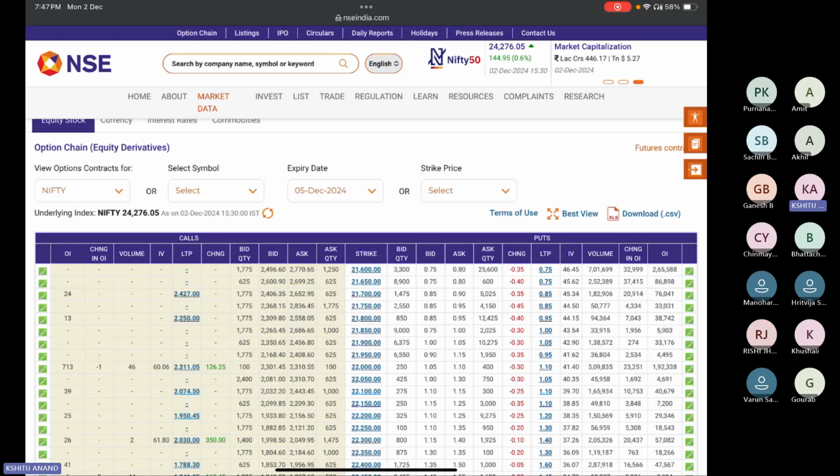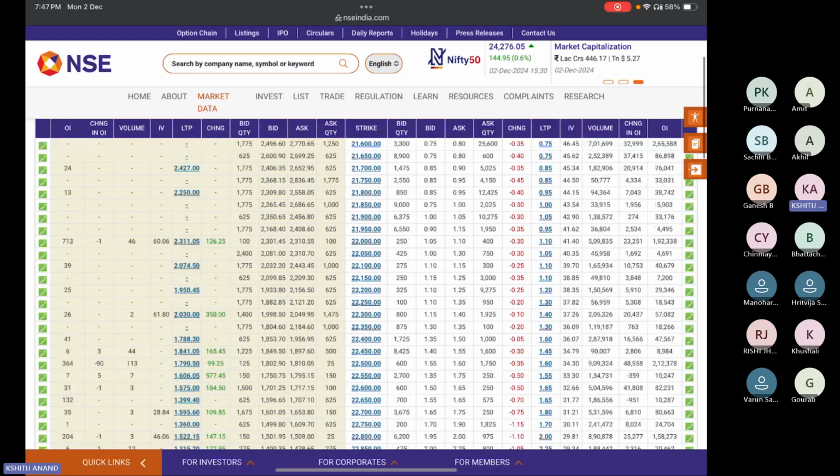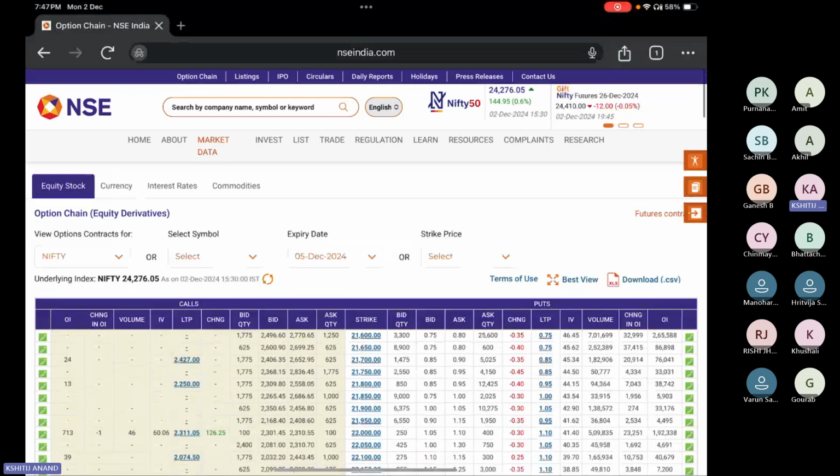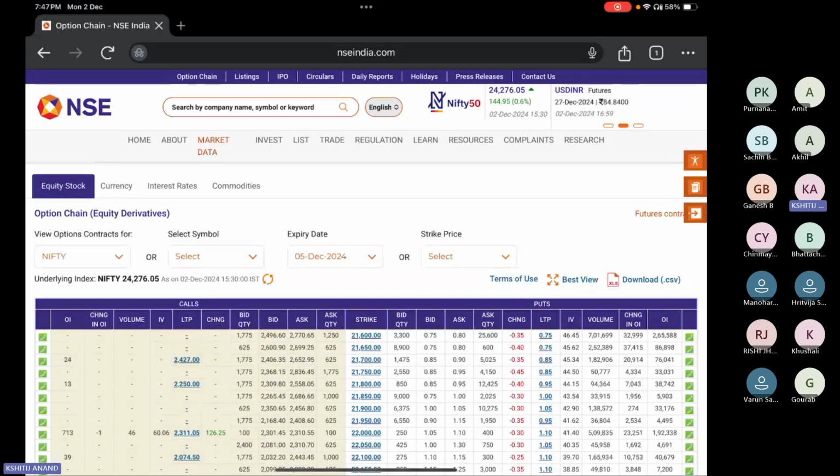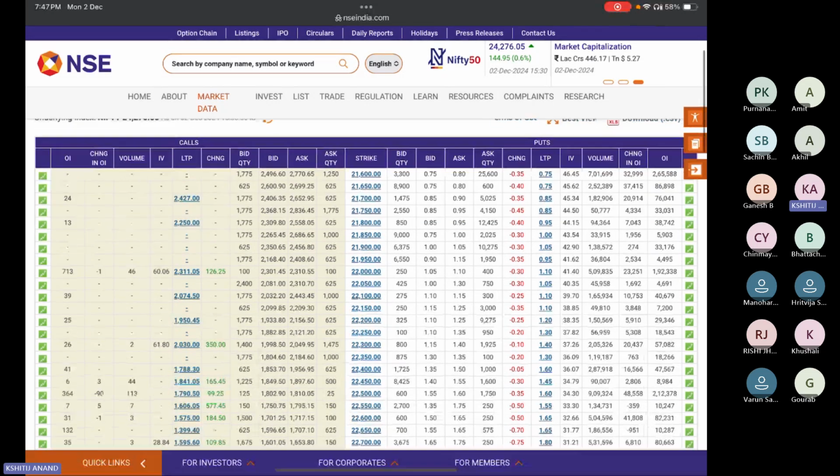An option. So these are all the options having different strikes. Please keep in mind that all these are options. Each row corresponds to one option. All these options are going to expire on 5 December 2024. Now try to understand what I'm trying to say.